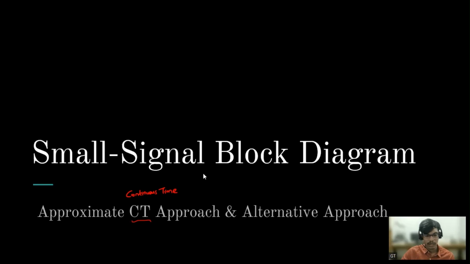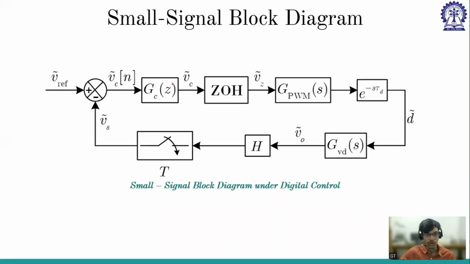So to start with, the small signal block diagram. We have the small signal block diagram in the digital domain. I'll start from this point. V sampled is nothing but the V naught sampled voltage. This is the output V naught that we are getting. This is some sensor, and the sensor has some gain, right? That gain multiplied gives H into V naught. This is small signal, so that's why the tilde. This is just a perturbation.